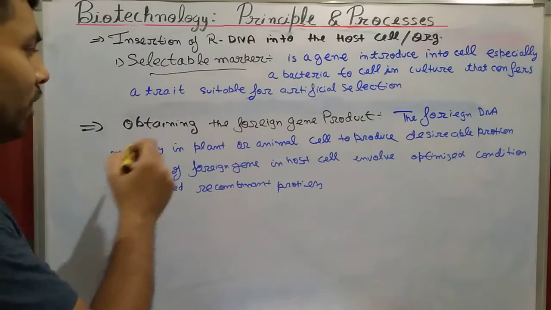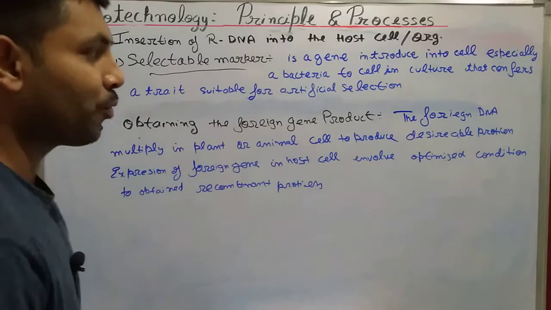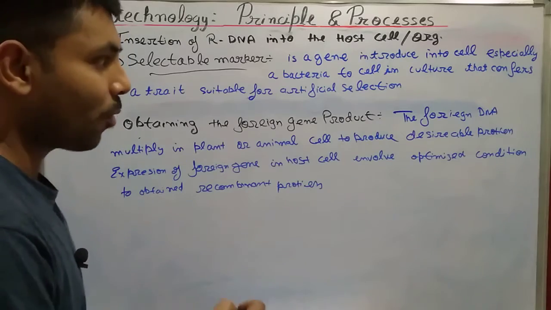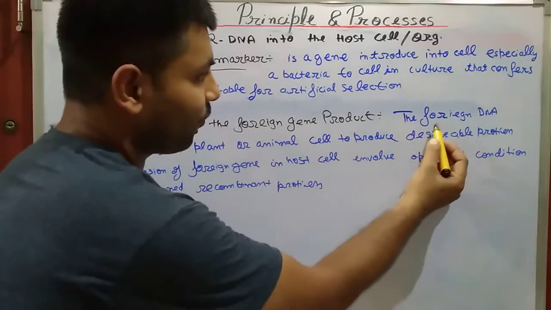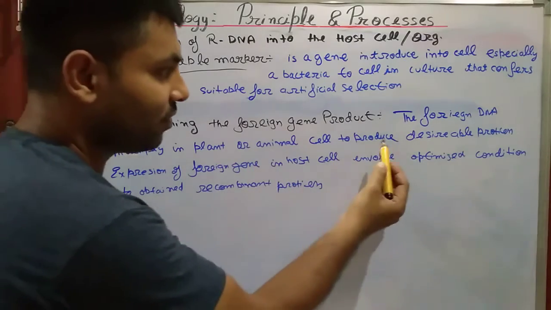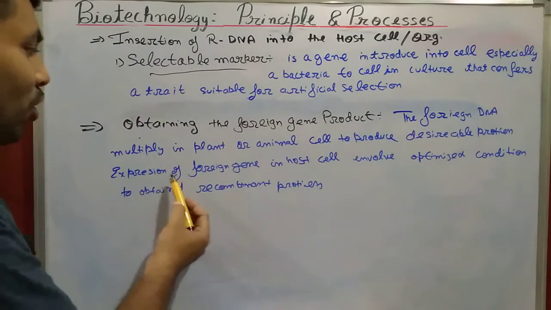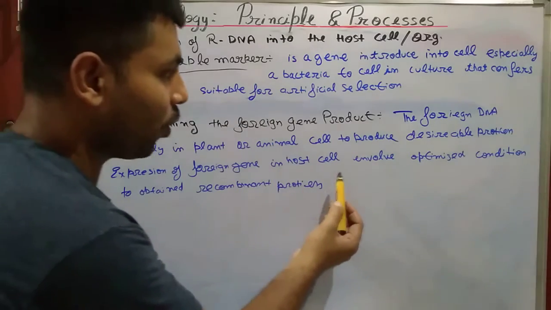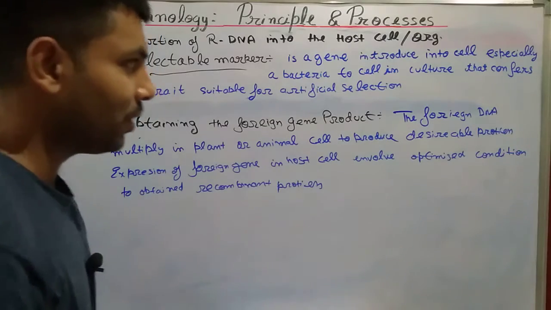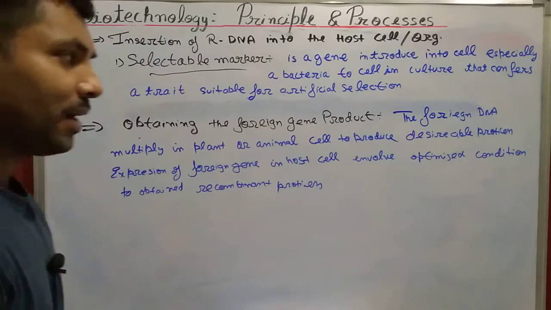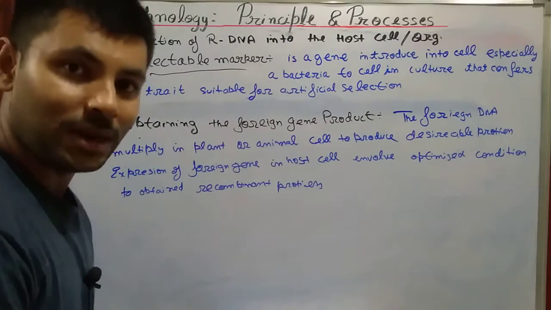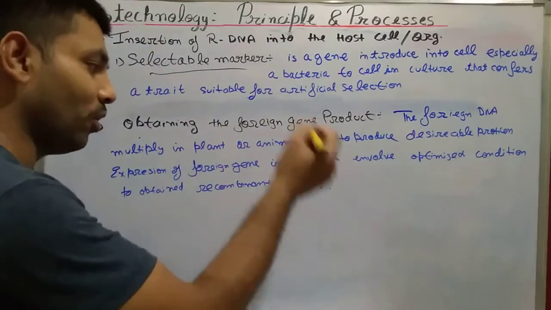Next point, obtaining the foreign DNA gene products. The foreign DNA multiplies in plant or animal cells to produce the desirable protein. Expression of the foreign gene in the host cell involves optimizing conditions to obtain recombinant protein. It is a simple thing: foreign DNA multiplies in plant or animal cells, and basically they produce desirable proteins through their multiplication. Okay, now it is clear to all.